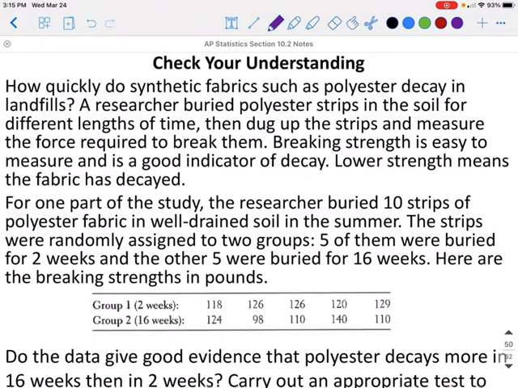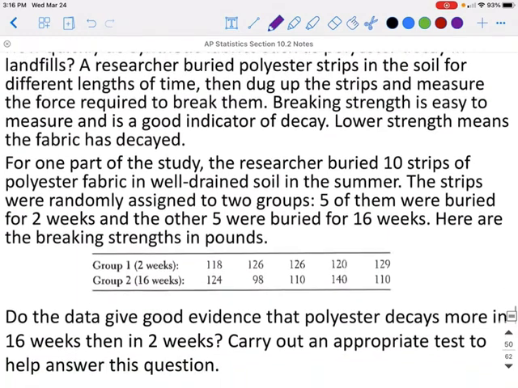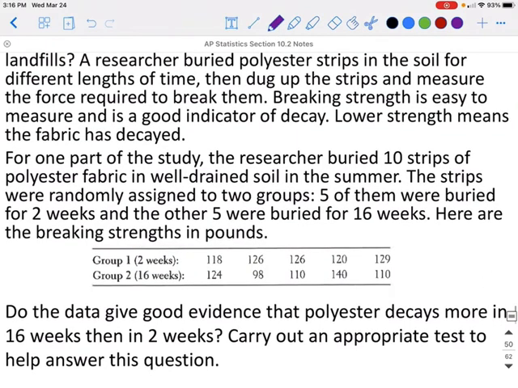Let's check our understanding. How quickly do synthetic fabrics such as polyester decay in landfills? A researcher buried polyester strips in the soil for different lengths of time, then dug up the strips and measured the force required to break them. Breaking strength is easy to measure and is a good indicator of decay. Lower strength means the fabric has decayed.